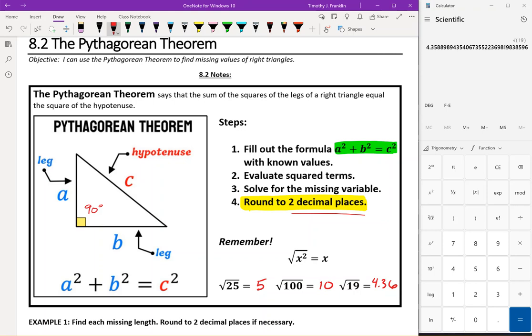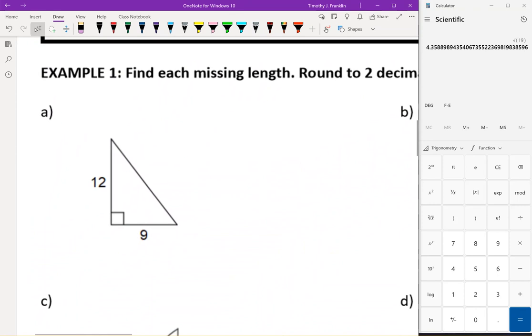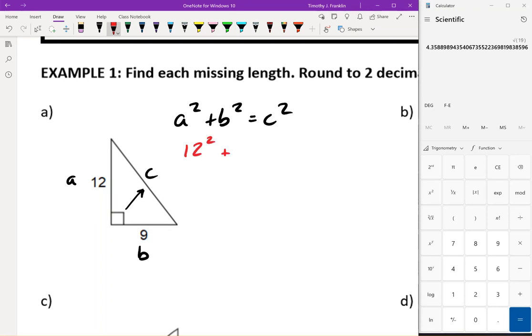Okay, so that's what we're going to do. We're going to do 4 examples, see what we can do here. So example 1a, here we have a right triangle with side lengths of 12 and 9. So remember, we're going to use this formula, a squared plus b squared equals c squared, where a and b are the legs. It doesn't really matter which leg is a and which leg is b. And then c is the hypotenuse, which is the side across from the right angle. So let's fill in what we know. Let's say a is 12, so that's 12 squared plus 9 squared equals c squared.